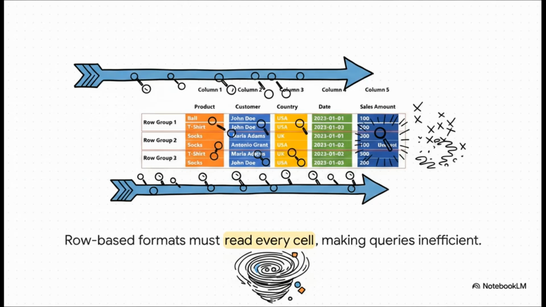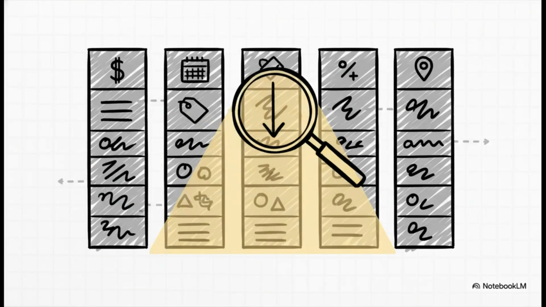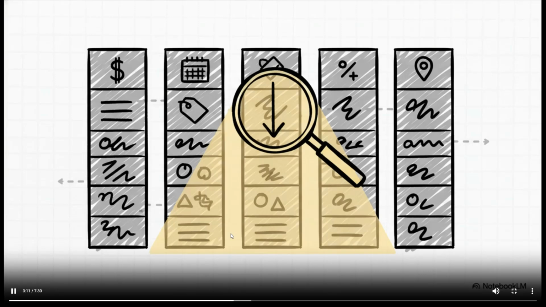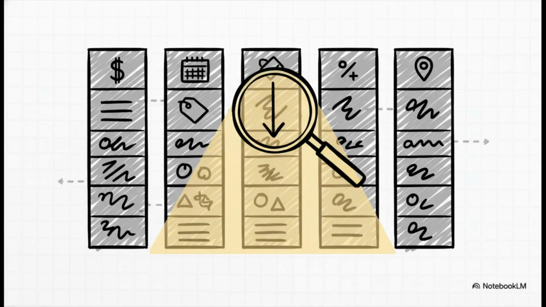It's just incredibly inefficient. But a column-based format like Parquet, it's a total game changer. It stores all the values for a single column together. So when you ask for the average sales, it just zips right over to the sales amount column and reads only that. What's the result? Well, queries can be 10, even 100 times faster. This is exactly why it's the standard for large-scale analytics.